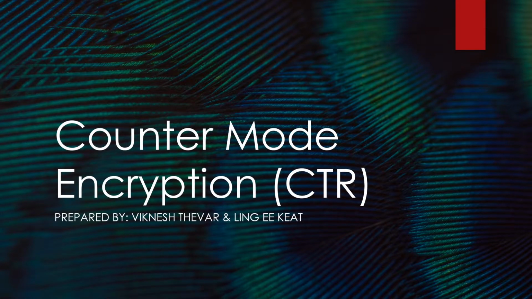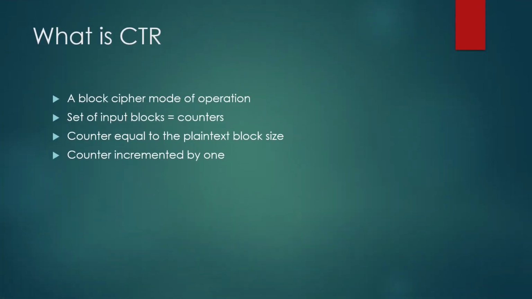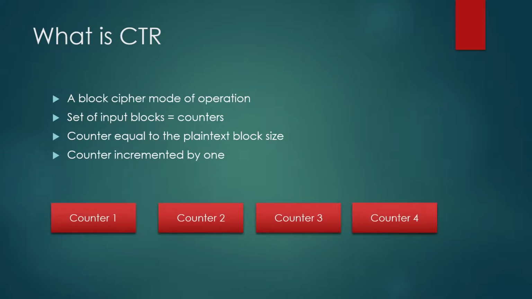Hello there. In this video we will take a look at counter mode encryption, also known as CTR. CTR is a block cipher mode of operation algorithm that uses a block cipher to provide information security. Unlike any other modes, CTR uses a set of input blocks, called counters.